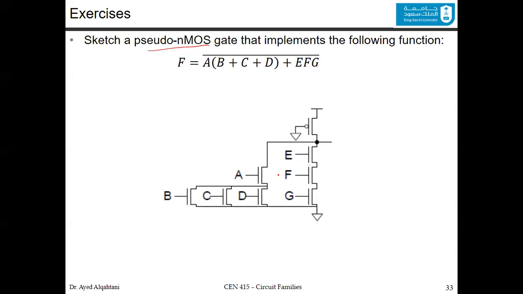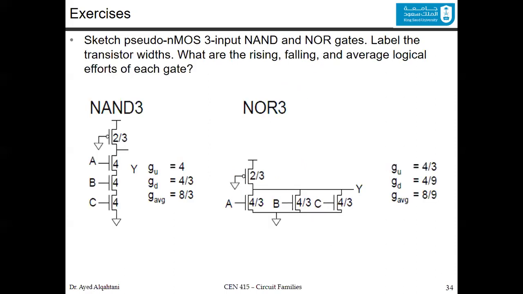If you were asked in the second question to sketch a pseudo-NMOS for the 3-input NAND and NOR gates, we already covered the 2-input NAND and NOR. What about the 3-input NAND and NOR? And how do you size them and find the logical effort as well? For the sizing, you have this one, 2/3. You have this one, 2/3. Now, the NAND, 3 inputs, 3 in series. The NOR, 3 inputs, 3 in parallel. That's it.